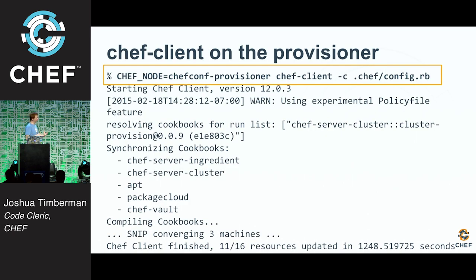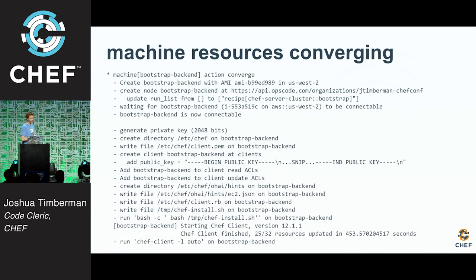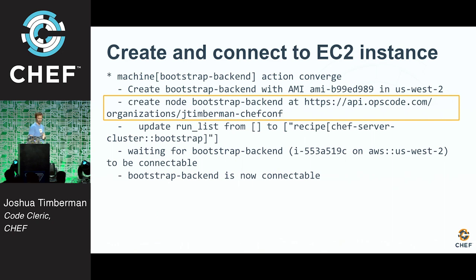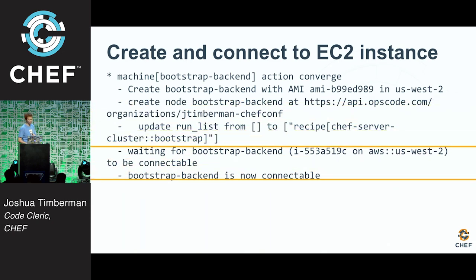So after I do all that, I've got these recipes. I can run chef-client -c with my config file, and it runs chef-client. And then I have machine resources magically converge. So when the machine resources converge, we create the bootstrap backend off that AMI, right? We saw that. We create a bootstrap backend node on the Chef server. We update its run list, and then we wait for it to be available via SSH.